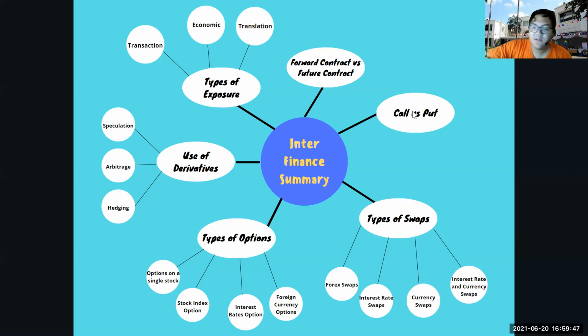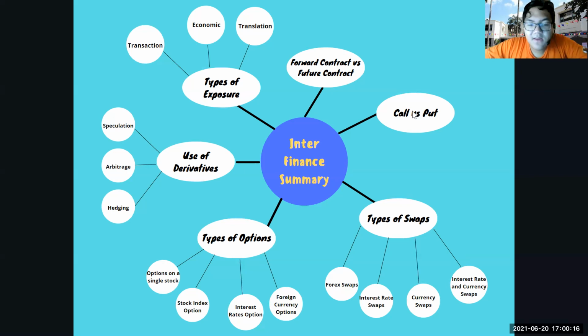Next one we have is the currency swap. This is a transaction in which two parties exchange an equivalent amount of money with each other but in different currencies. The parties are essentially loaning each other money and will repay the amounts at a specified date and exchange rate. Finally, we have the interest rate and currency swap, which is basically a combination of interest rate and currency swaps. So those are the types of swaps.